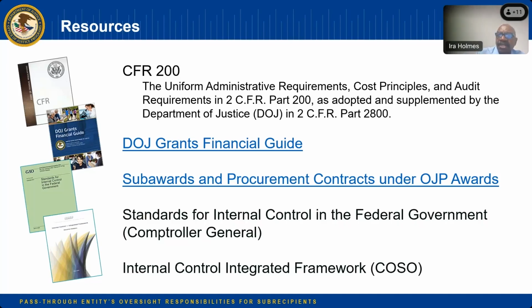Subawards and procurement contracts under OJP awards, that should be a guide for you that you can have access to. And I'm going to read the long name, Standards for Internal Control in the Federal Government, but we all know it as the Green Book. So the Green Book will be a great direction for you on internal control for your subrecipients. And from the Treadway Commission, the Internal Control Framework from COSO.